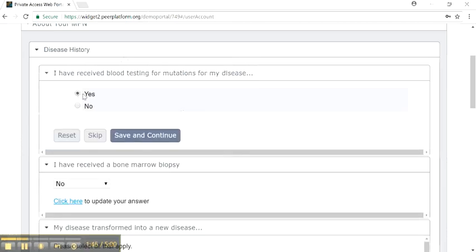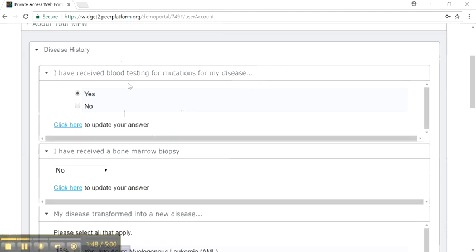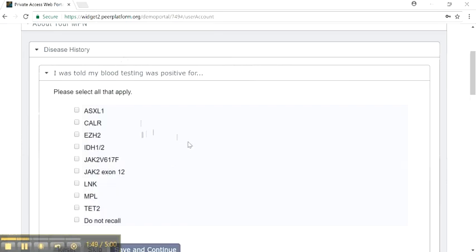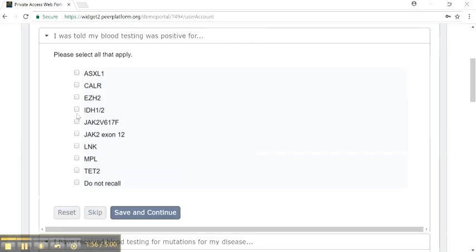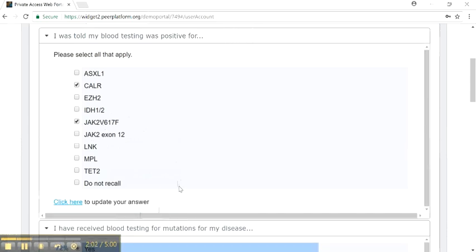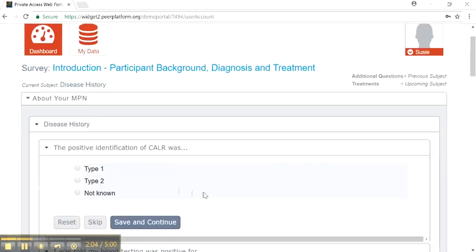And many of the questions have what we call branching logic. So if participants answer in a certain way, such as I just did, where I said yes to the question of genetic testing, that brings up another screen which will ask for what were the results of that testing. We call that branching logic.